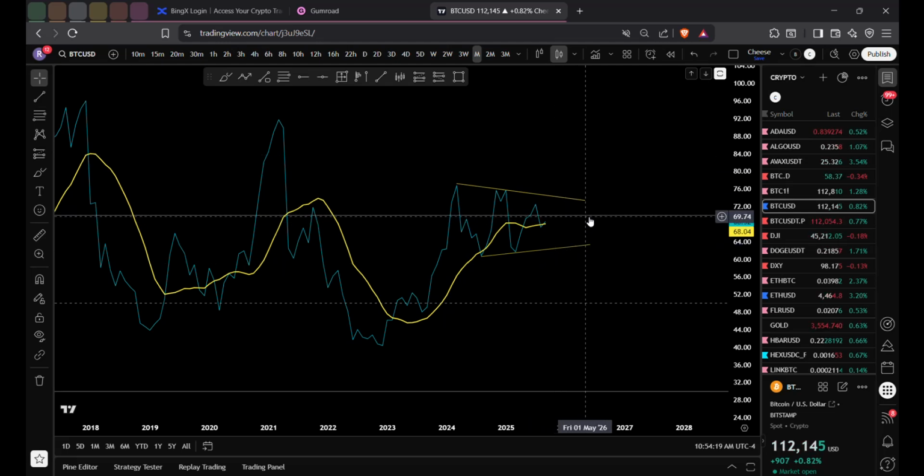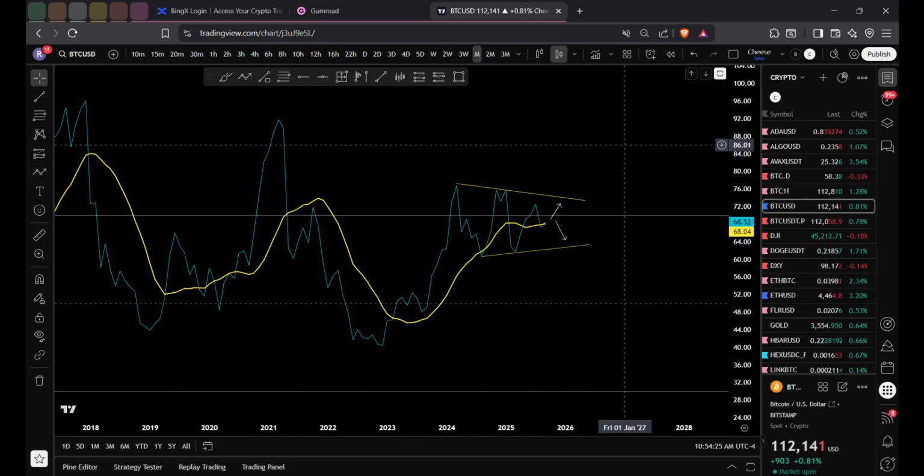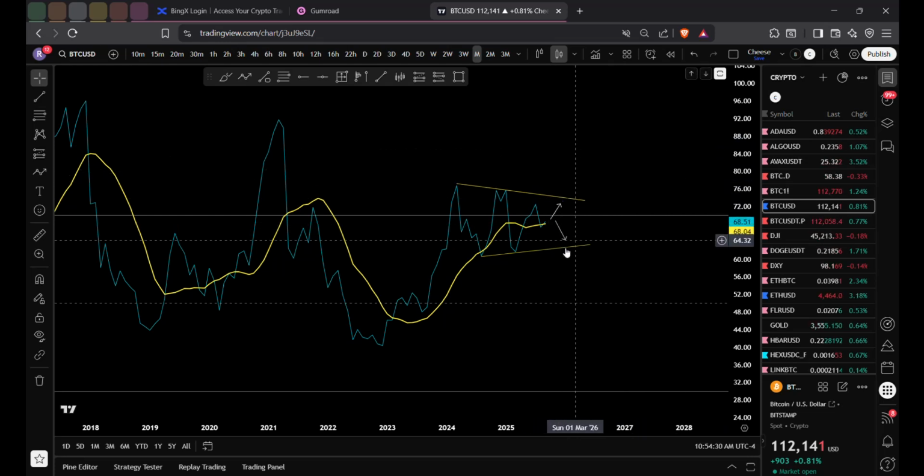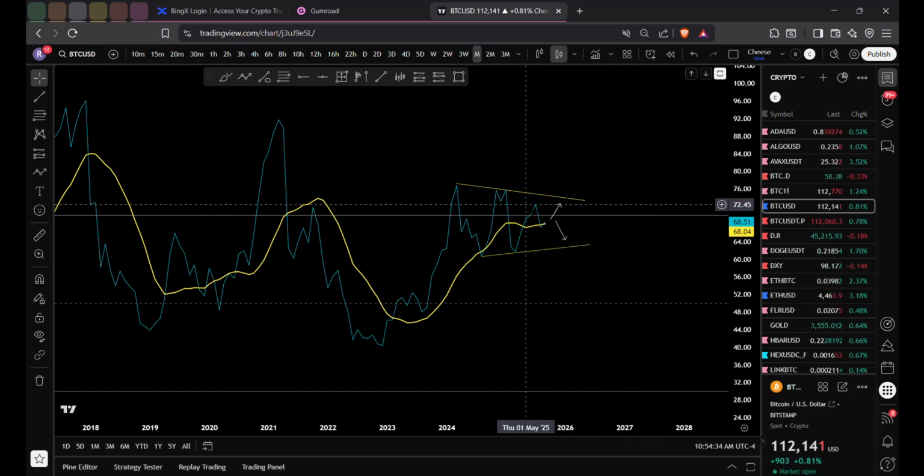The 70 line is resistance, but there is room to grow, right? From here to here, or from here to here. All I'm figuring out is, for the next month or so, is September going to be a good month? As of right now, we do have room to grow, but I'm curious to see if we don't go higher than the 72.41.